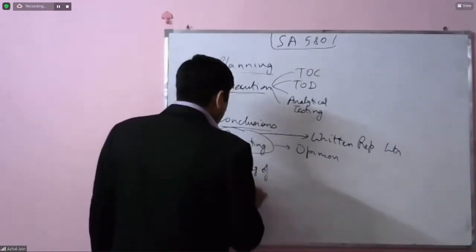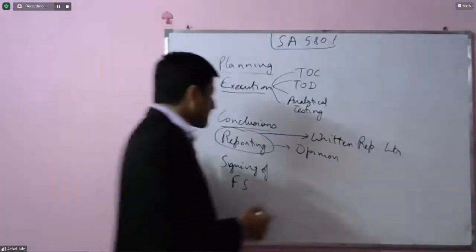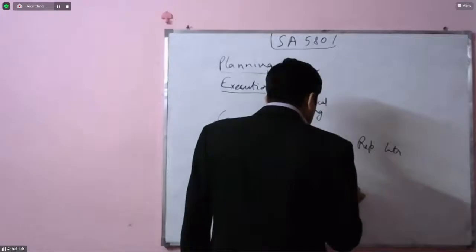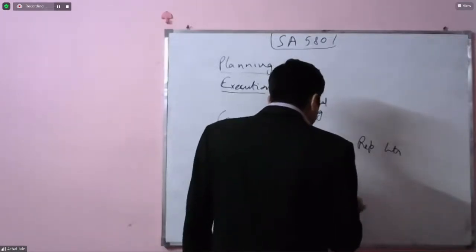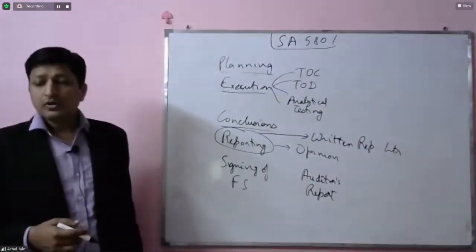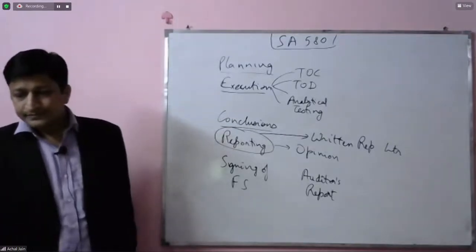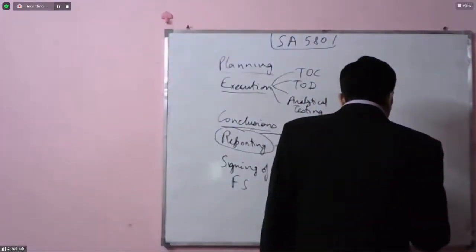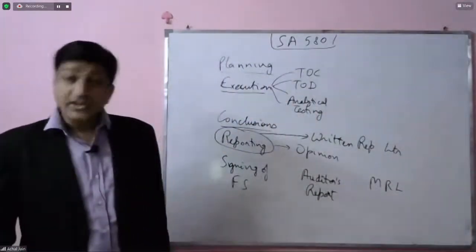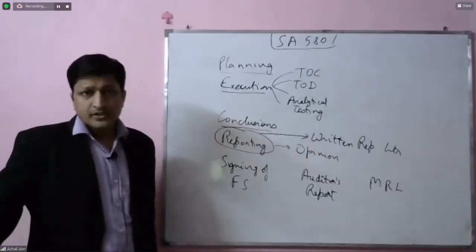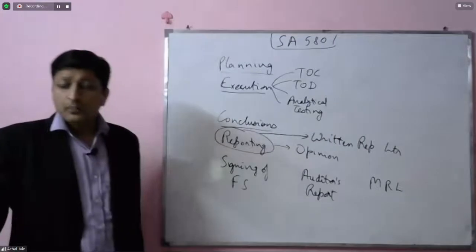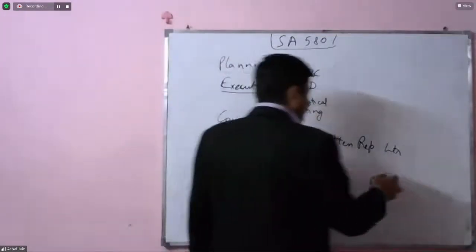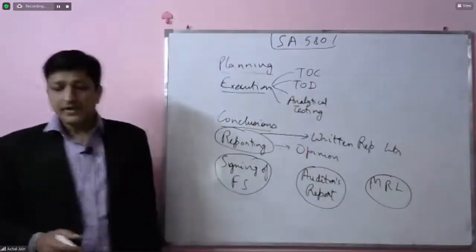Signing of financial statements means the date on which the financial statements get signed. Auditor's report means the date on which the auditor's report is issued, the date on which the auditor's report is signed. Number 3, management representation letter. Generally, we will see that all these three documents are obtained on the same date. All these three. Okay. They are obtained on the same date.